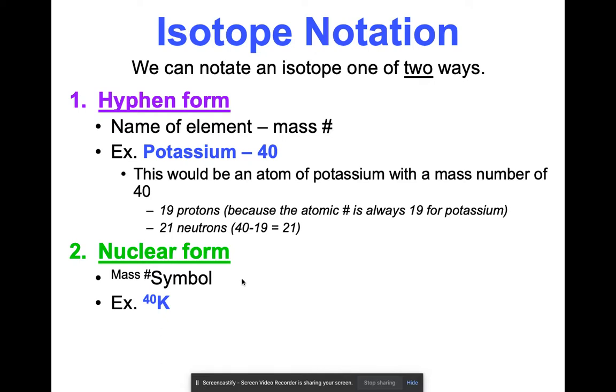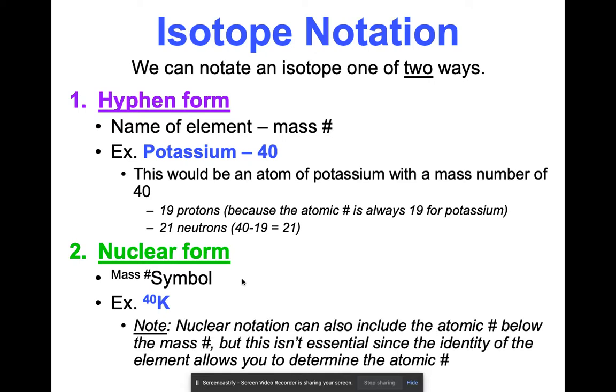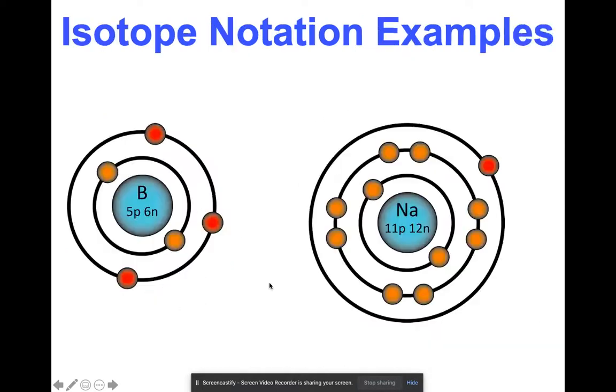So just prepare yourself. This means that the nuclear notation can also include the atomic number below the mass number, but this isn't essential since the identity of the element allows you to determine the atomic number. So you might see another number down here. That's how I remembered it in college, but honestly, this is the way to go.